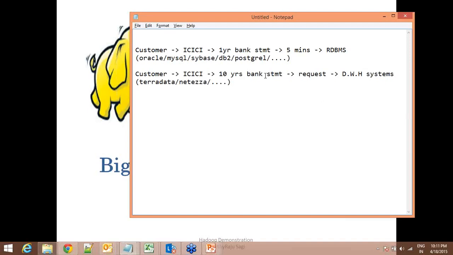But if I go to big data systems, in both scenarios, whether I request 1 year of data, 10 years, 50 years or 100 years of data, big data systems can provide you the data in less time than RDBMS systems take. It can even do it in less than 5 minutes, irrespective of the volume of data you are requesting.